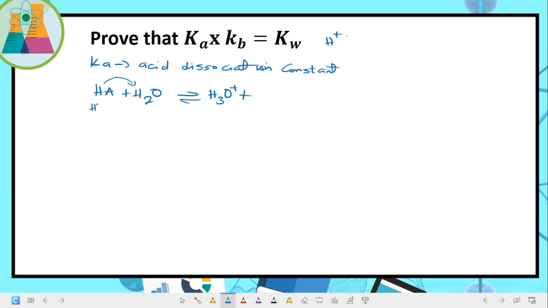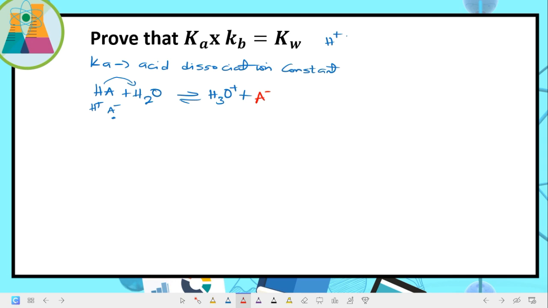Now if this one enters here, what will be left here? First of all, you split this to give us H plus and A minus. H plus adds here to give us H3O plus. Then what will be left here? A minus. So we have here A minus. Now this A minus is a base. Why? Because it can receive a proton from this acid to form this again. That is why we said that the reaction is at equilibrium.